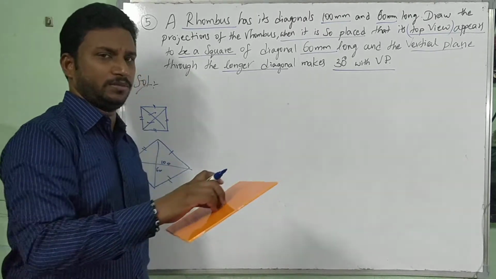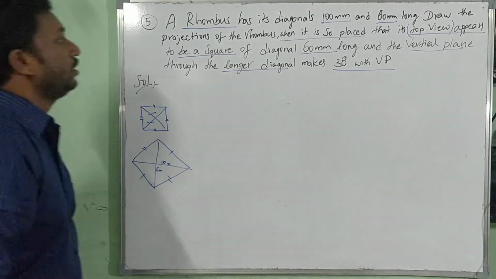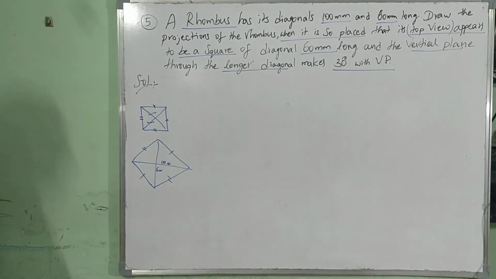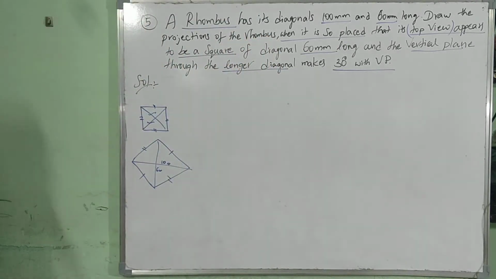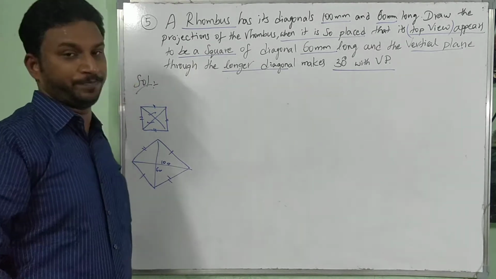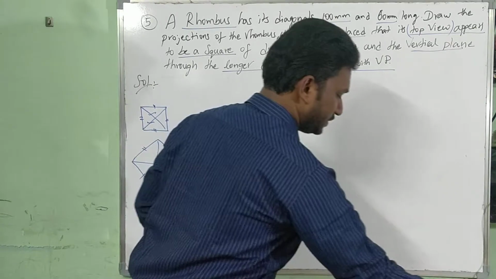We can consider it, but in the question, see, a rhombus has its diagonals 100 mm, 60 mm long. Draw the projections of the rhombus when it is so placed that its top view appears to be a square of diagonal 60 mm long, and the vertical line through that longer diagonal makes 30 degrees. For convenience, we are considering a point is on HP.